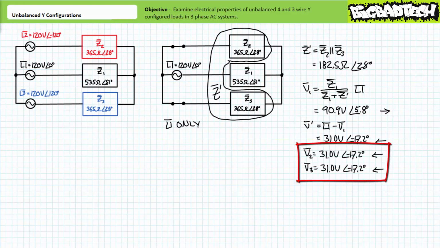Given combined impedance Z single prime is in fact the parallel combination of Z2 and Z3, it can be said that both V2 and V3 also equal 31 volts at an angle of negative 17 degrees, where assumed directional polarity, positive to negative, is right to left. Let's put these values aside and solve for properties for the remaining source.